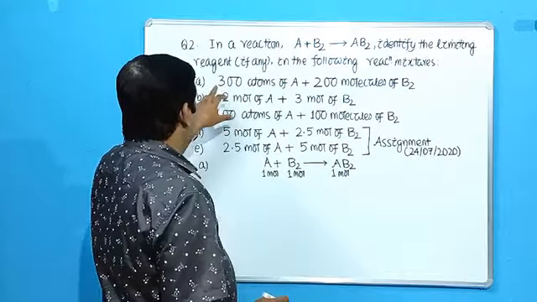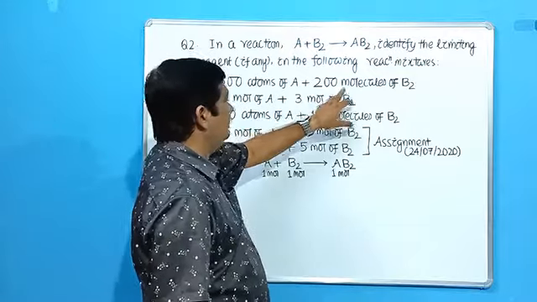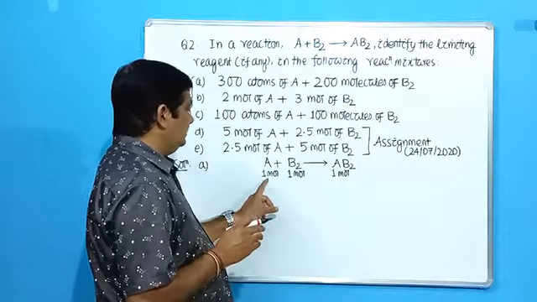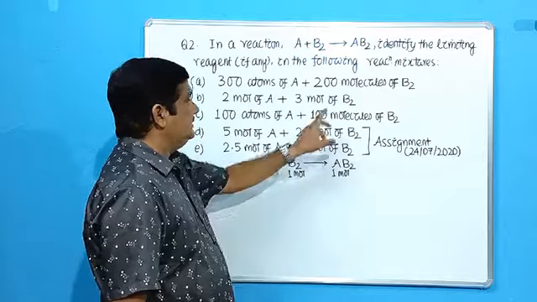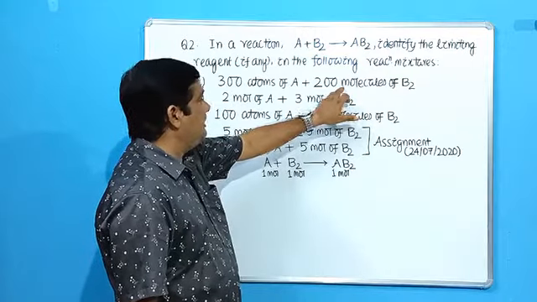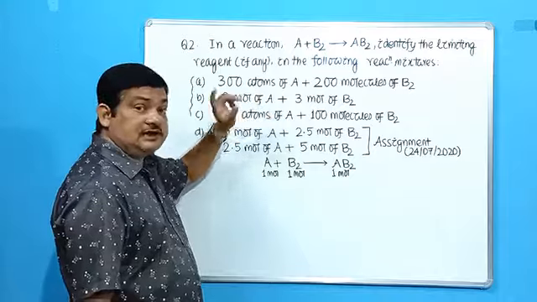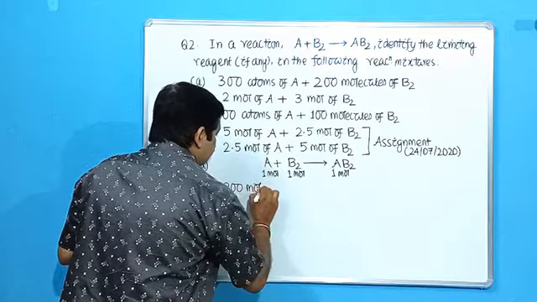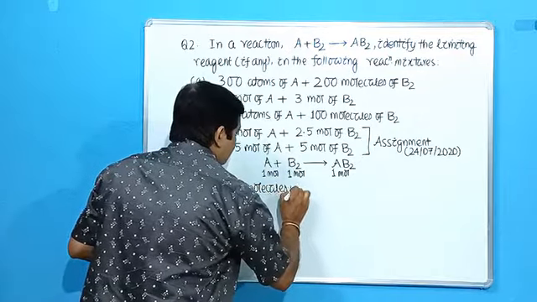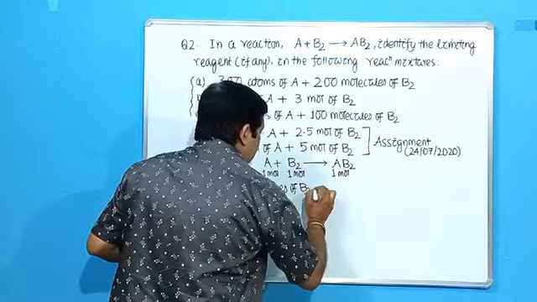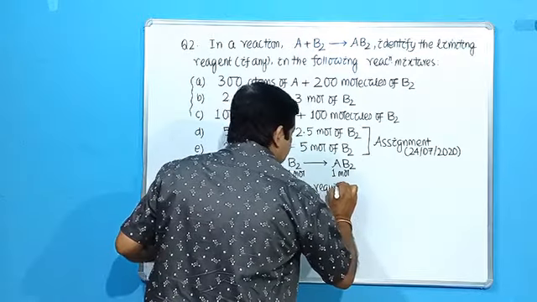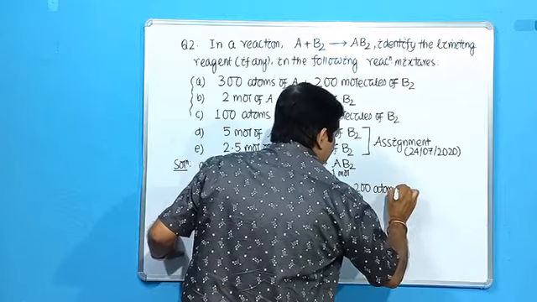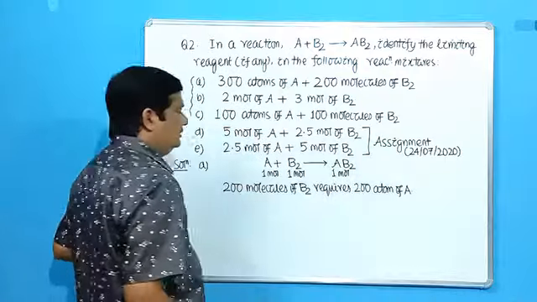That means 300 atoms of A combines with 200 molecules of B. So this is present in the reaction mixture. But I told you they are present in which ratio? The 1:1. That means 200 molecules of B2 will require 200 atoms of A. So we'll start from that one. So 200 molecules of B2 requires 200 atoms of A. Understood?